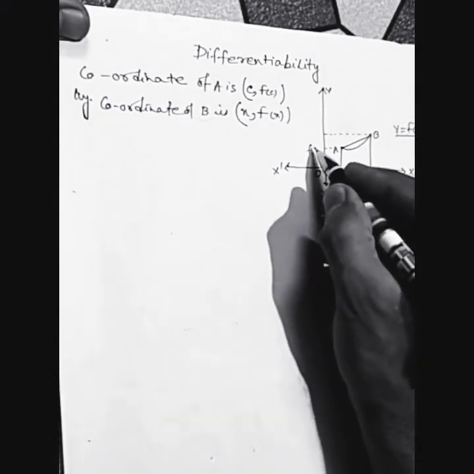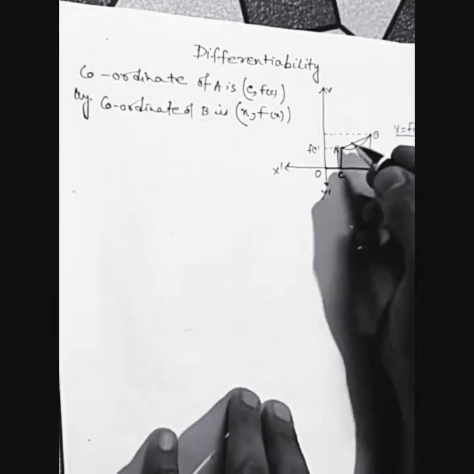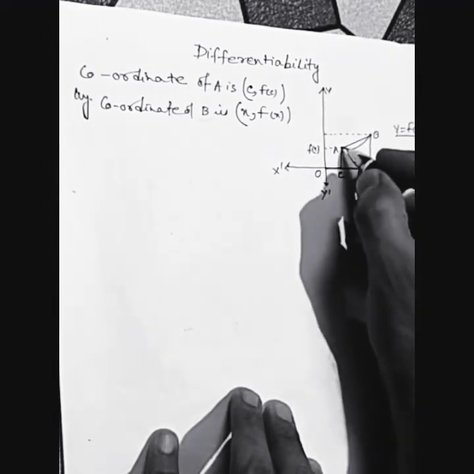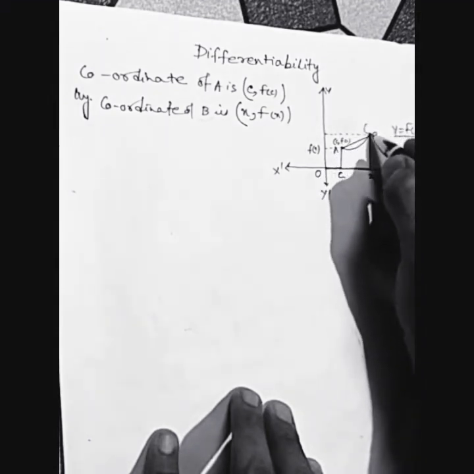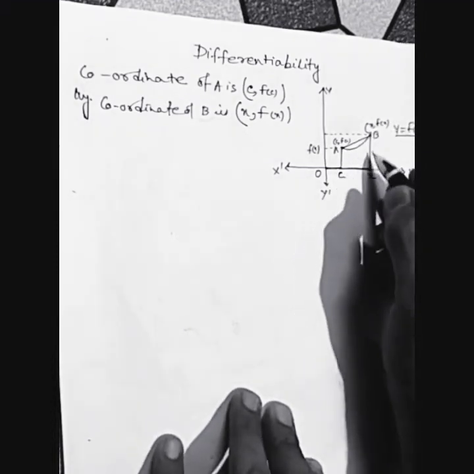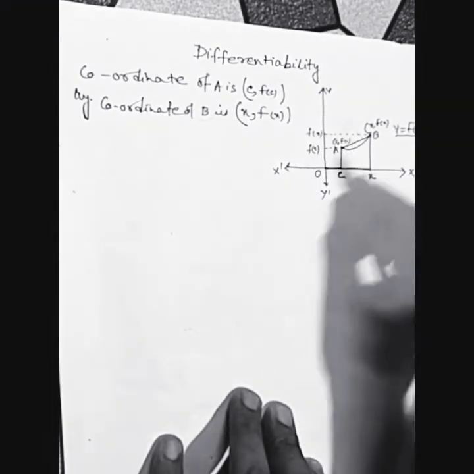I can draw it like this. You can see also if I draw it like this, this is x, and this length is f of c. So this coordinate will be c comma f of c, and this coordinate will be x comma f of x. This is f of x.